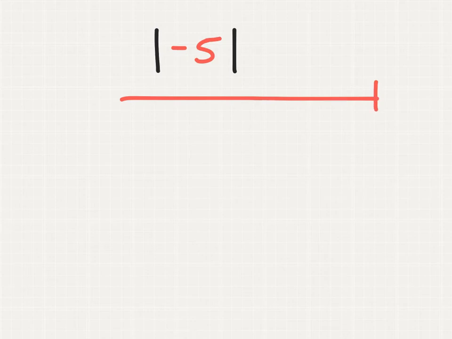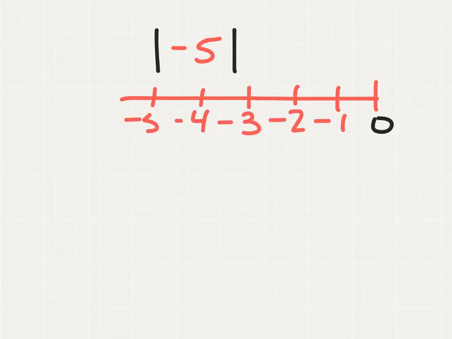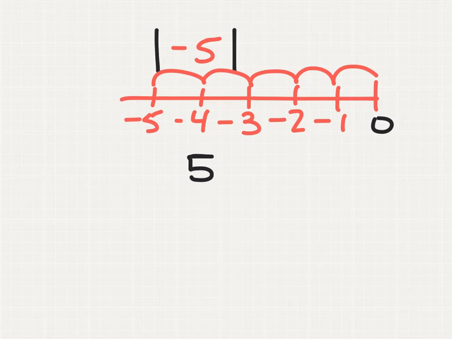Let's try a few more examples. What if I had the absolute value of negative 5? Well, we know that absolute value is the distance from 0. So the distance from 0 of negative 5 is 1, 2, 3, 4, 5. So the absolute value of negative 5 is 5.